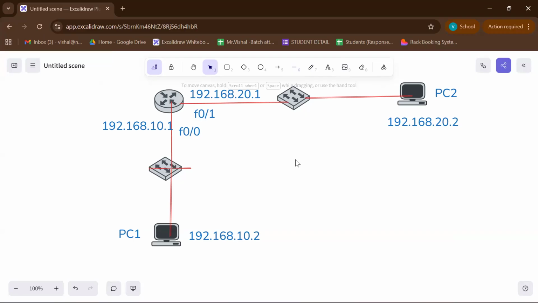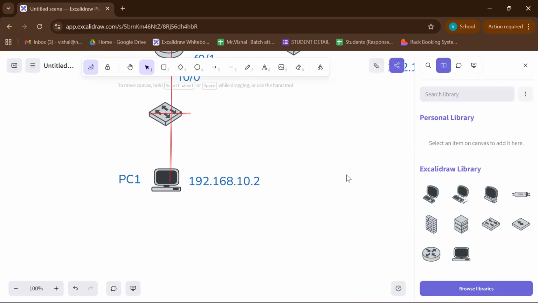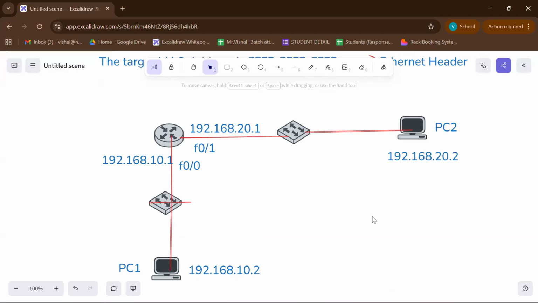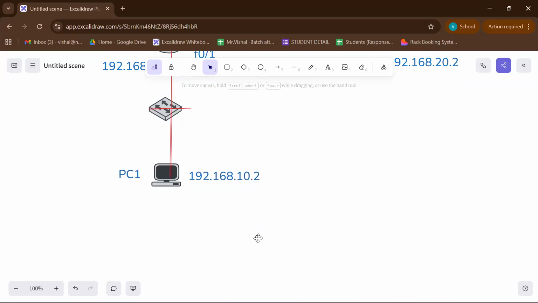Now, you will ask in what situation this particular PC can ask this one instead of asking the router. A situation can be when default gateway information is missing. A situation can be, let's say, this particular PC1 considers that this PC2 is in my same network. How will it happen? One scenario I'm giving you. You understand the scenario? For example, here the IP I have given you 192.168.10.2.